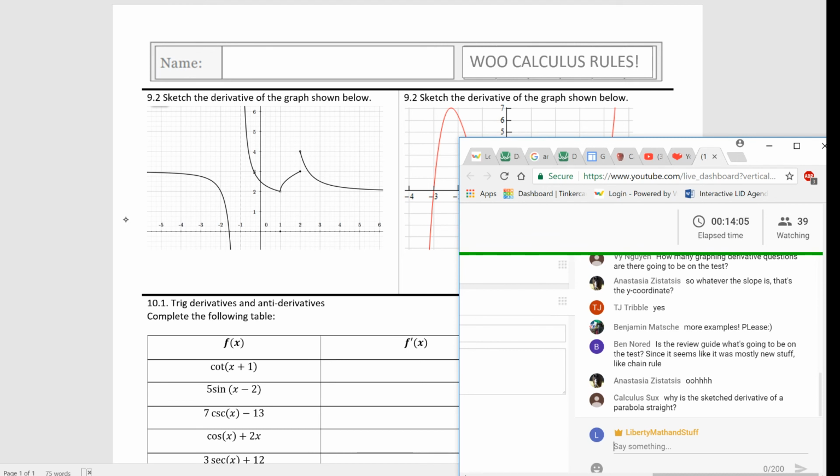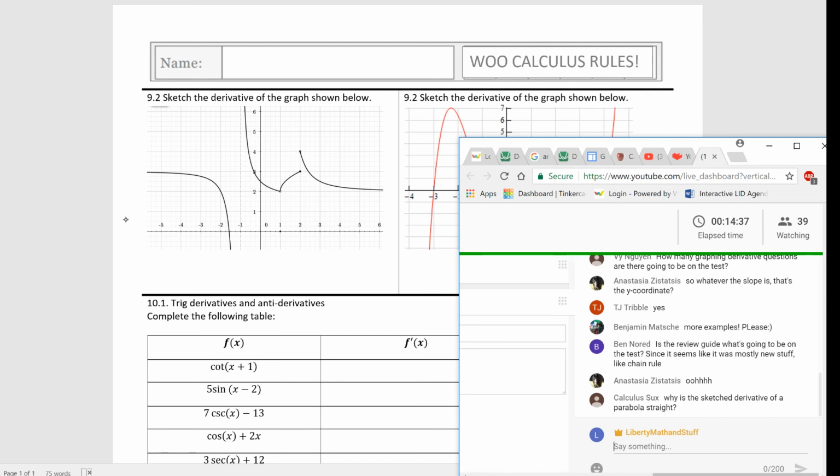Why is the sketch derivative of a parabola straight? Because parabolas are like x squareds, and the derivative of x squared is 2x, and 2x is a line. So that's why we end up having straight lines for the derivative of parabolas. Yeah, I was running through all that. There's a few trig derivatives on it. I'm going to be replacing some questions. I haven't actually finished writing it, but that's what tomorrow's for. I got 2 preps. So yeah.